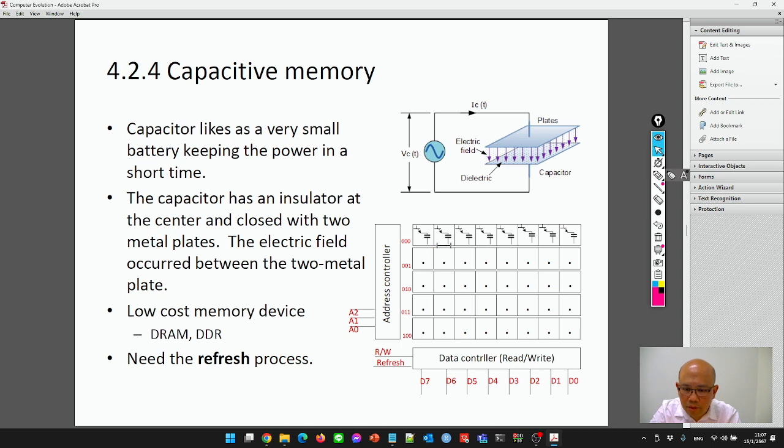Each cell in memory has a capacitor and a mechanism to recharge or refresh. Every DRAM refresh rate is about 60 to 70 milliseconds. So every 60 milliseconds, the DRAM refreshes.